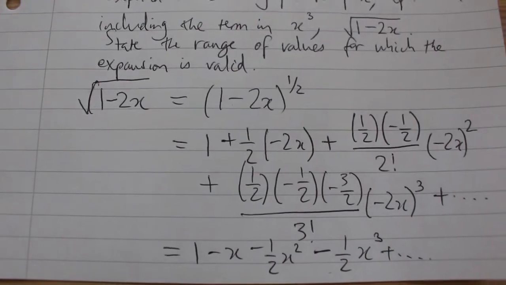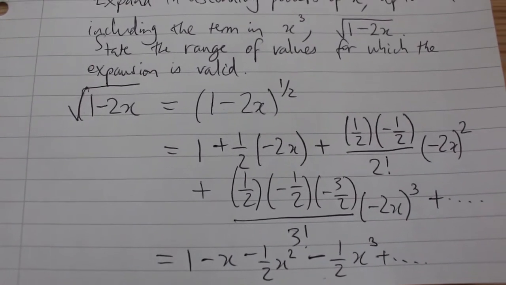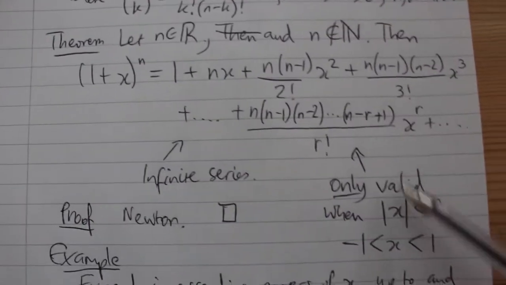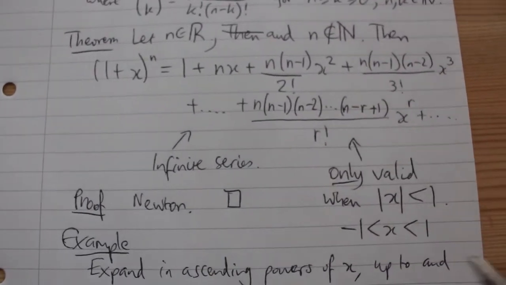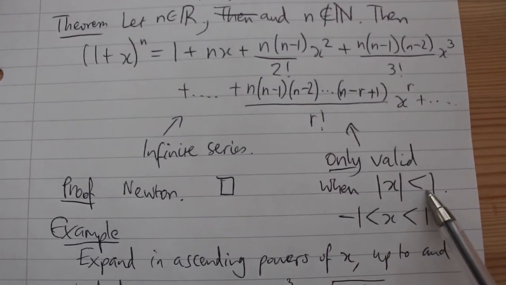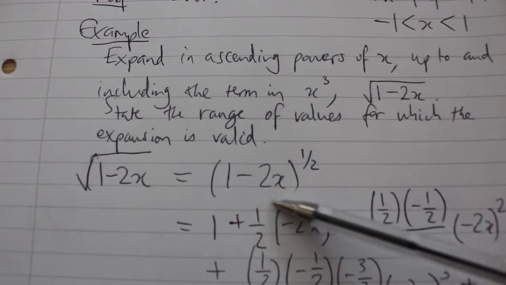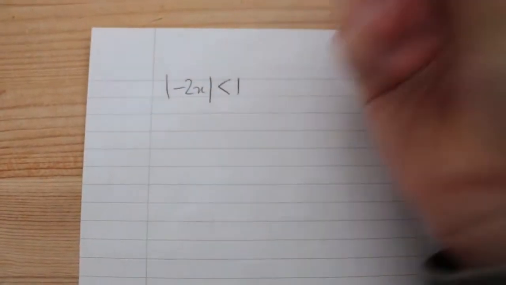And then we're asked to state the range of values for which the expansion is valid. Now, here we were told that this general expression is valid when the modulus of x is less than 1. But note that we didn't use x, we used minus 2x instead of x. So we don't want the modulus of x to be less than 1. For us, we need the modulus of minus 2x to be less than 1.